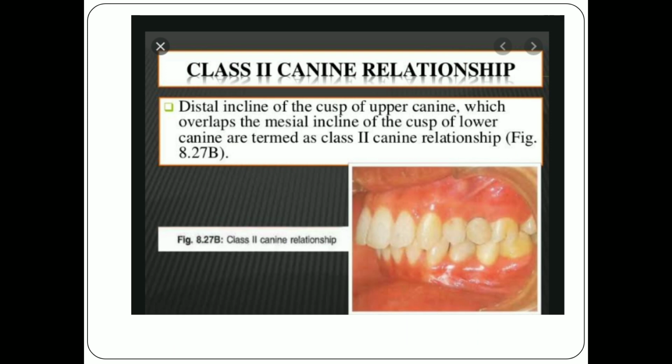This is class 1 canine and class 1 molar relationship, which we have discussed in the previous sessions. In the next sessions, we will be discussing class 2 and class 3 canine relationships, molar relationships, and different concepts.